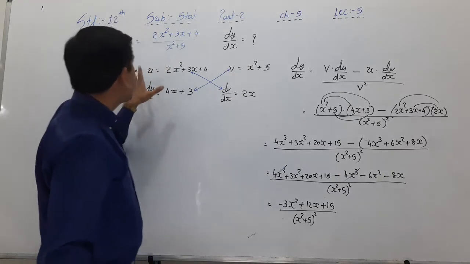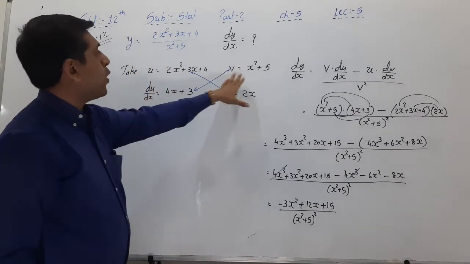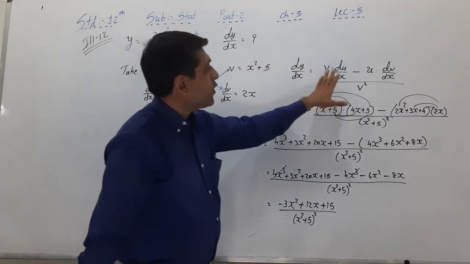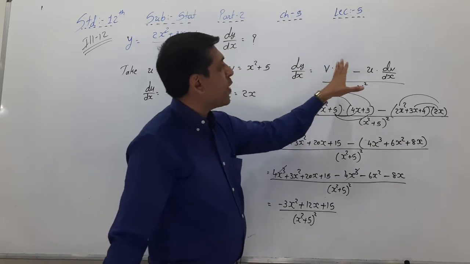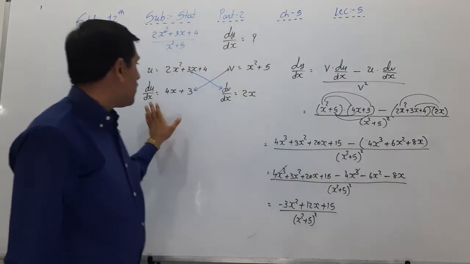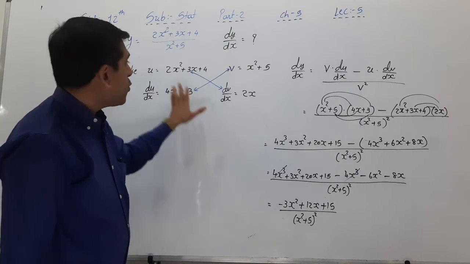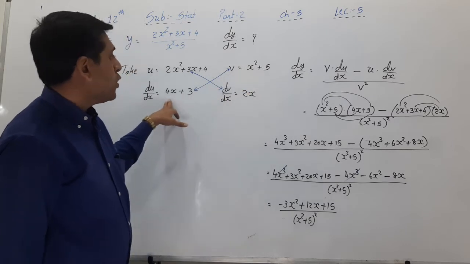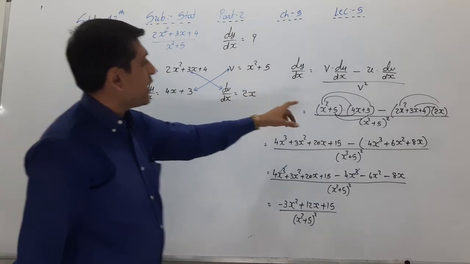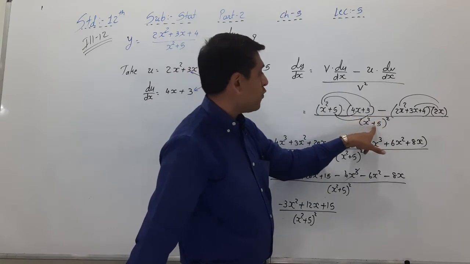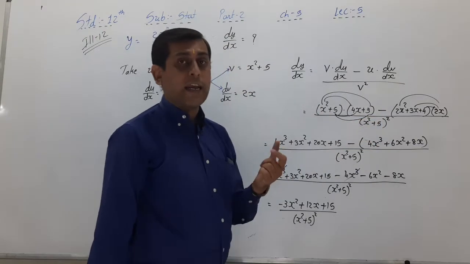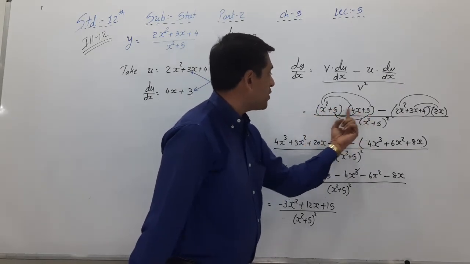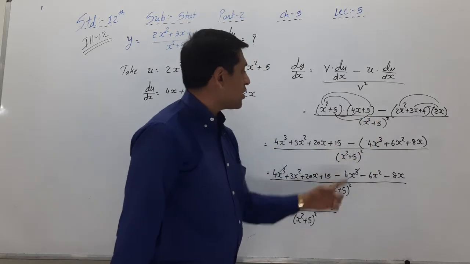See here, first of all we have to take u and v, then we have to find out du by dx and dv by dx, because we want them in the formula v into du by dx minus u into dv by dx. Now put all the values here: v into du by dx, then u into dv by dx, between that minus, upon v square. Then multiplication: this into this plus this into this, then this into this plus this into this, that is the answer here.